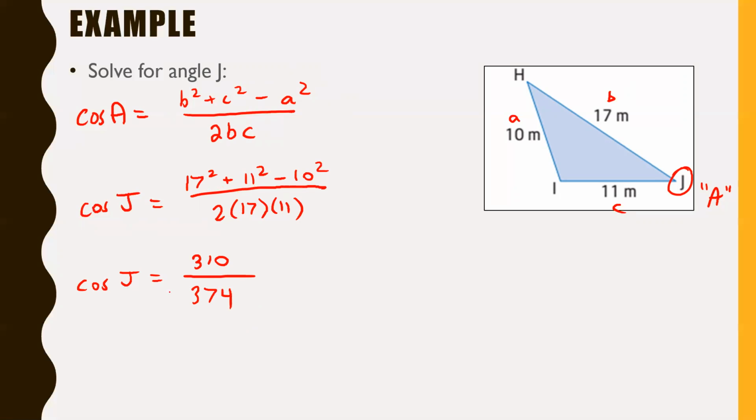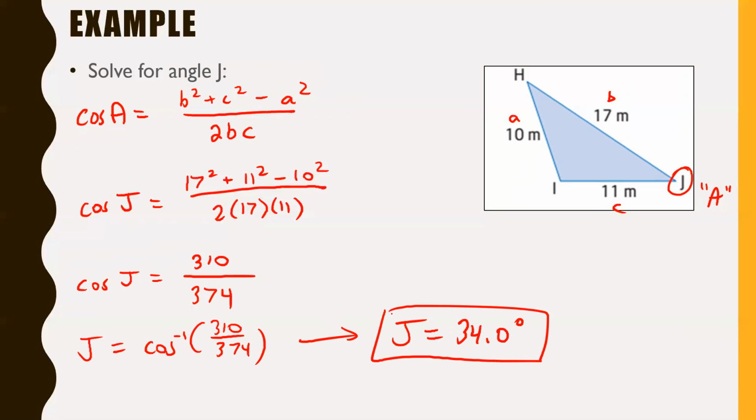To solve for J, let's just take the inverse cosine of this. So I'll say J is equal to the inverse cosine of 310 divided by 374. So that means we've got inverse cosine, just throwing this in my calculator now, 310 divided by 374. And please make sure you're giving this a try on your own as well, because again, it can be finicky. J is going to equal, to the nearest tenth, 34.0 degrees. So cosine law works that way as well.